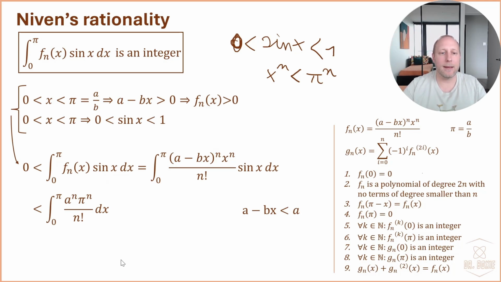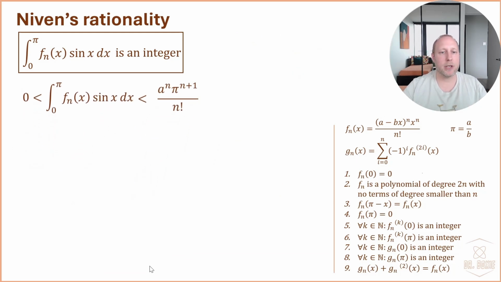And notice that in the integrand here, there is no x left. And so the coefficient a to the n, pi to the n divided by n factorial can be pulled out of the integral. And the integral itself is just the integral of 1 dx, which is x, evaluated between pi and 0, which just gives us pi. In other words, this integral is equal to a to the n times pi to the n plus 1 divided by n factorial. And so we find that the integral that we're interested in, fn times sine of x dx, between 0 and pi is strictly between 0 and this expression here.